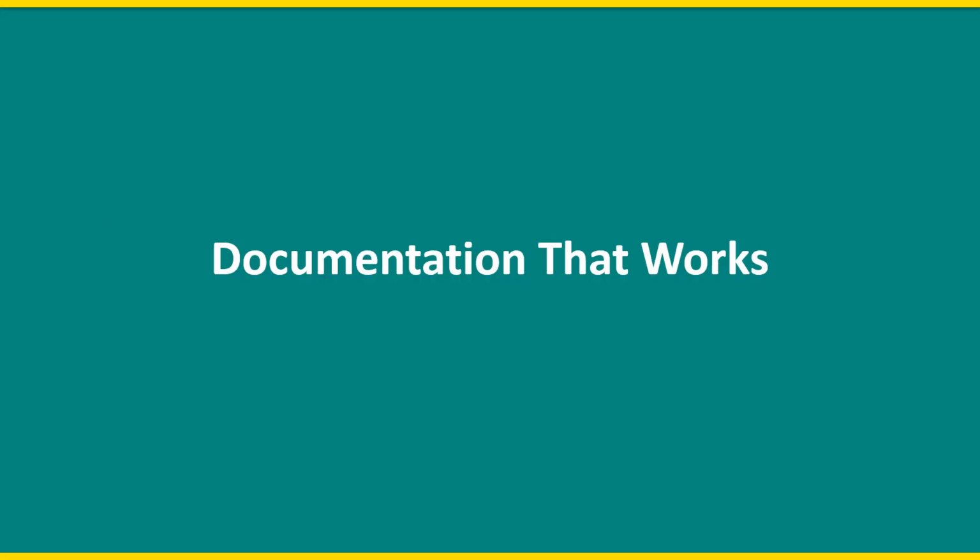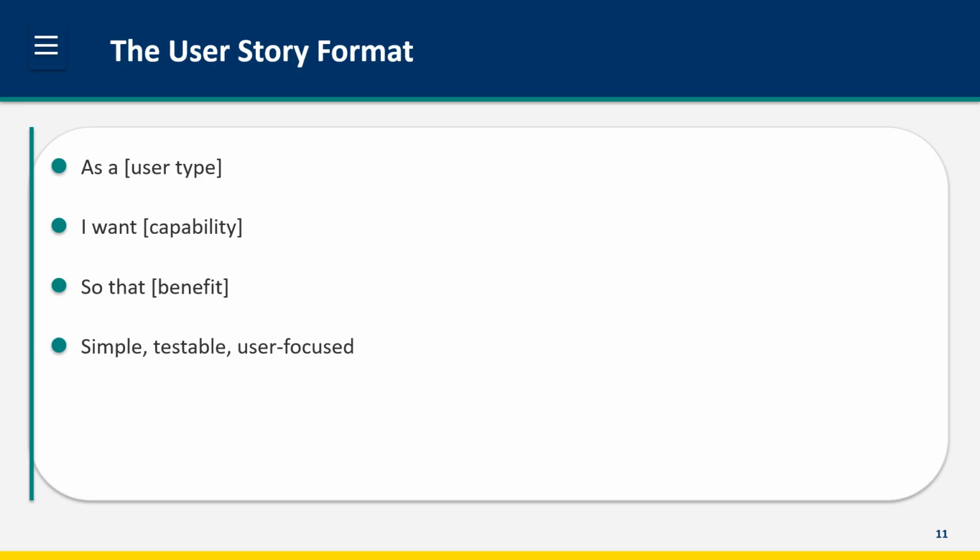Once you've elicited requirements, you need to document them in a way that's clear, complete, and usable. Let me share some approaches that work in the real world. The user story format has become popular for good reason. It forces you to think about who needs the capability, what they need, and why.